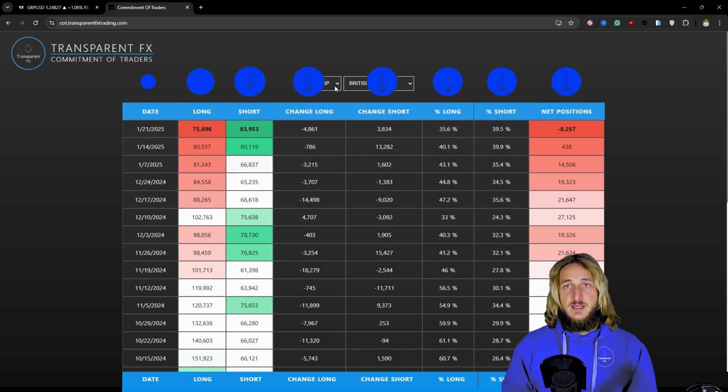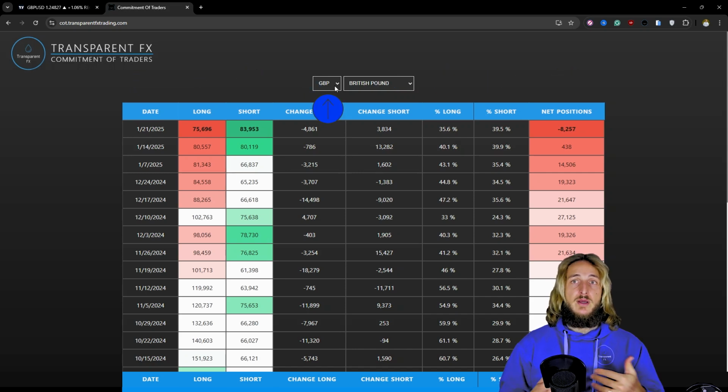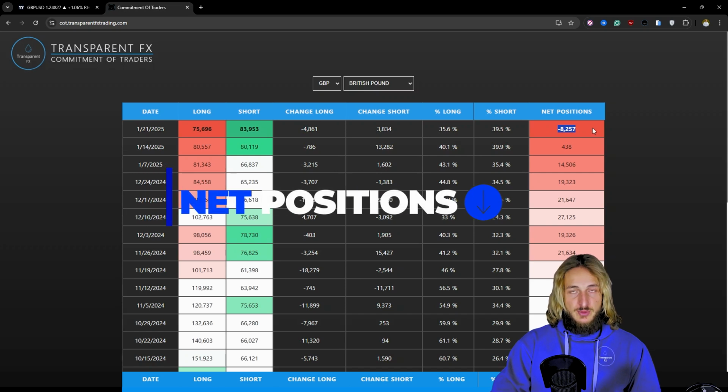Now, first of all, let's keep in mind that if we're looking at the data for the GBP, we are already looking at the GBPUSD because all currencies on the spot are traded against the USD. And we can notice 3,800 shorts added just with the last report and 4,800 longs getting closed, reaching minus 8,200 net positions.